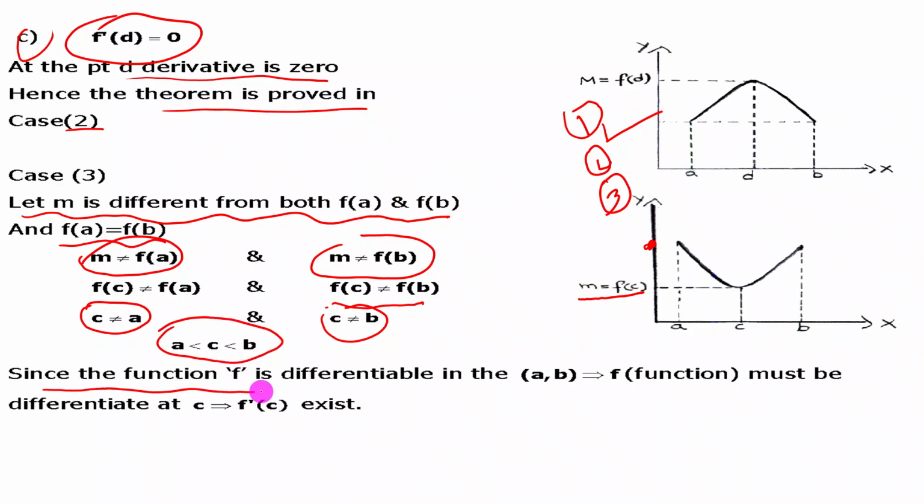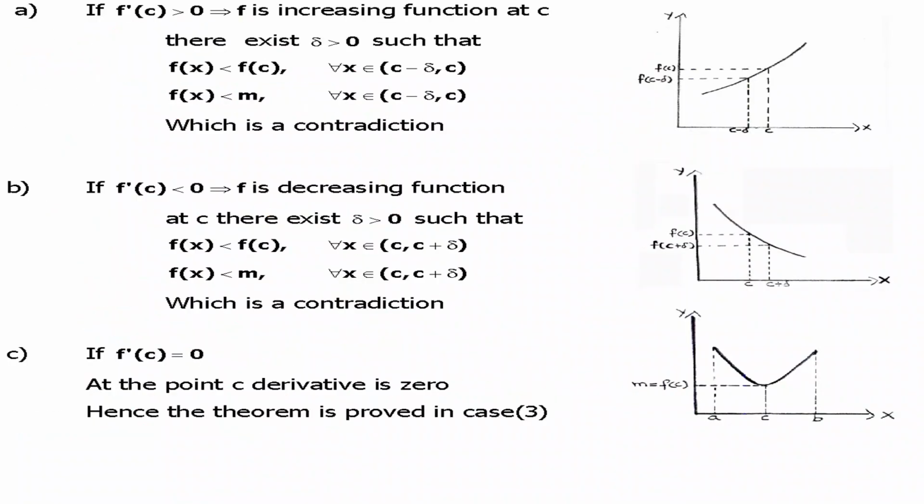Since the function f is differentiable in the open interval a comma b, the function f must be differentiable at c. That is f dash of c exists, because in the second condition they have clearly mentioned that the function f is differentiable in the open interval a comma b. Therefore c lies between a and b, that is f dash of c exists. Now I will consider three cases. First case, second case, third case.